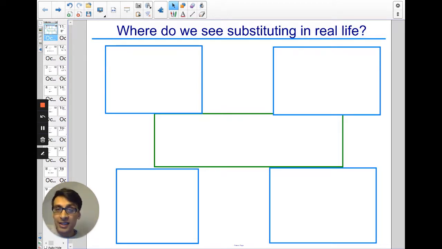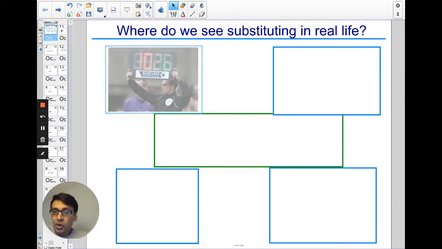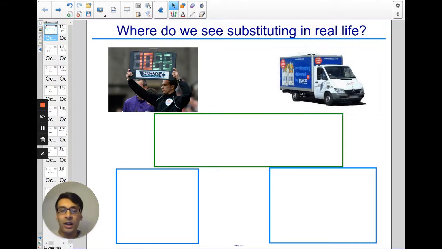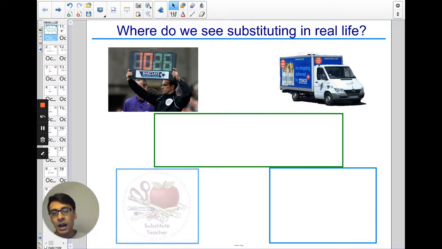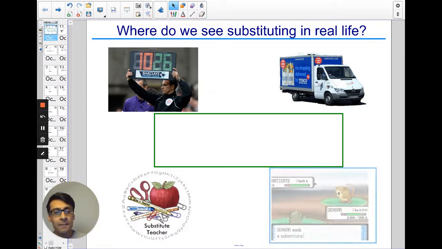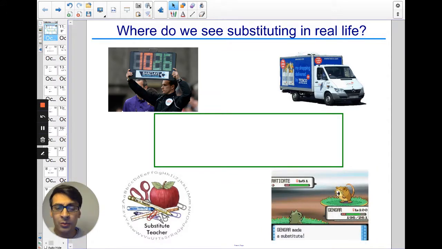So something we discussed in class, when do you come across substitution? Well, one example is in football when you substitute players for each other. Another example is delivery from supermarkets. If you order tomatoes and they run out of the type that you ordered, they might replace them with a different type of tomatoes and they will substitute them. Substitute teachers you have sometimes, or cover teachers that replace the teacher if they're not in. Also Pokemon is a good example where you can substitute during battles.